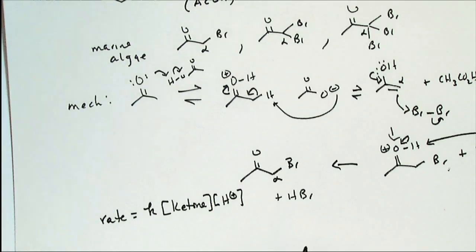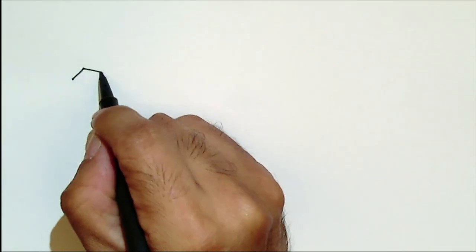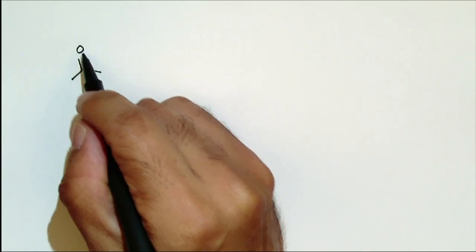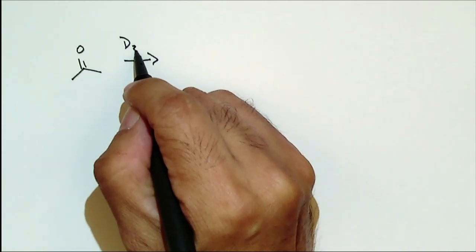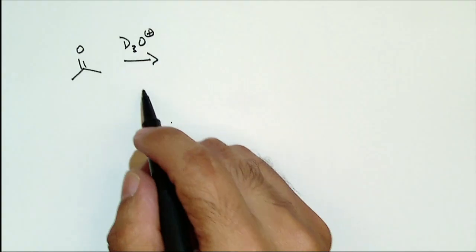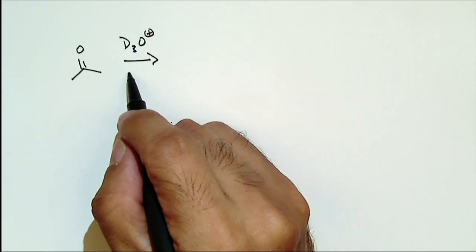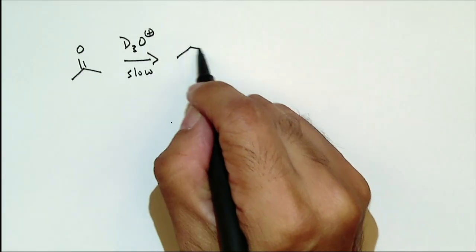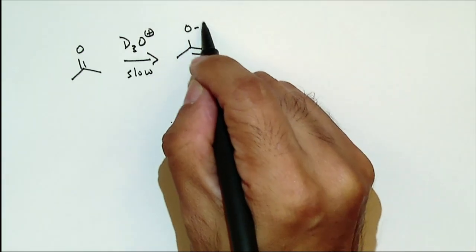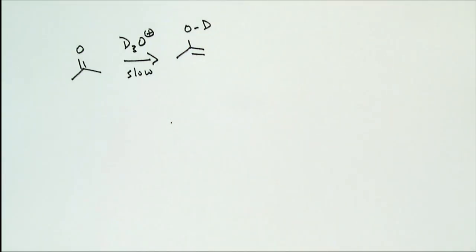So a quick little thing here, because we are abstracting a proton, and you know that if you want to prove that abstraction of a proton is the key step here, you do what's called a kinetic isotope effect reaction. So just to illustrate what we mean by that, if I were actually using D3O+, right, an acid where it's deuterium as opposed to regular hydrogen, what you will first get is, of course, the deuterium is what's going to be there.